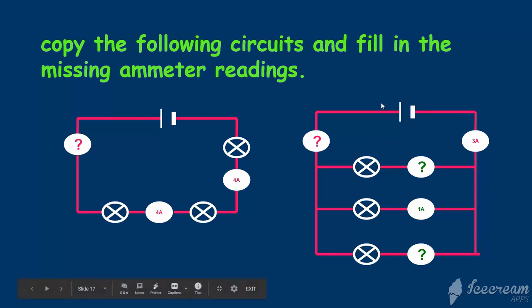Now, what do we have here? Now we have three lamps connected in parallel. As you can see, there are three different loops from the cell or battery to the cell again. So there are three loops because we have three different lamps connected in parallel. Here we put an ammeter and the reading is 3 amps. Good. Now tell me, what is the reading of this ammeter? What is the reading of this one? Knowing that this is 1 ammeter, 1 amp.